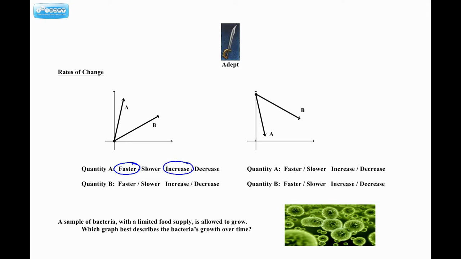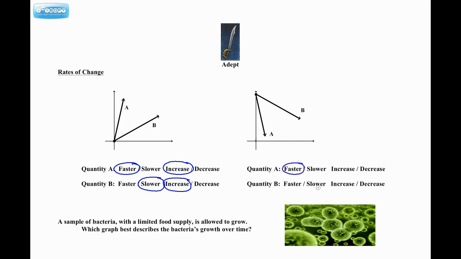Okay. Let's look at quantity B. It is obviously slower. Is it increasing or decreasing? Well, it is an increase as well. So they're both going up, but at different rates. Let's look at the next graph, quantity A and B. Quantity A, which one's faster? Well, quantity A is steeper, so it's faster.